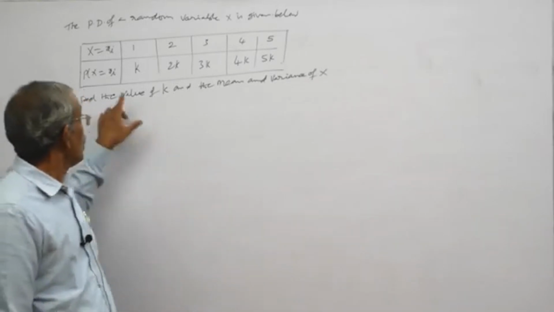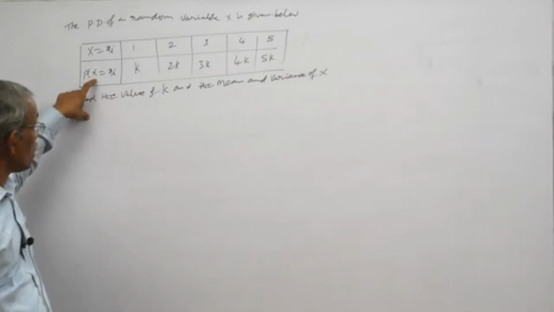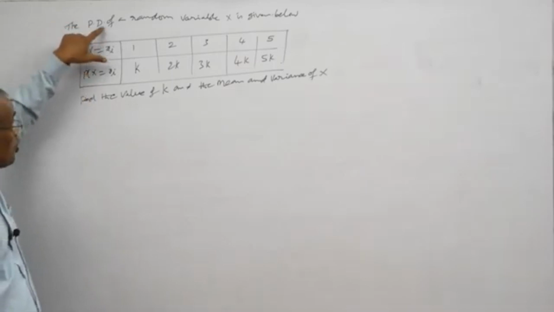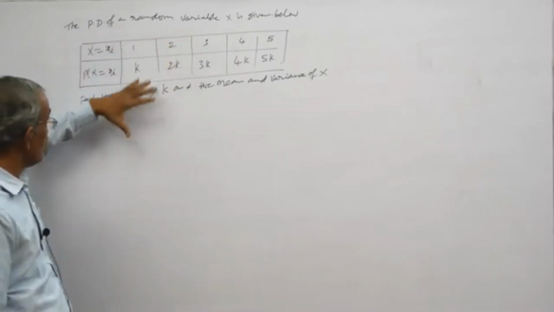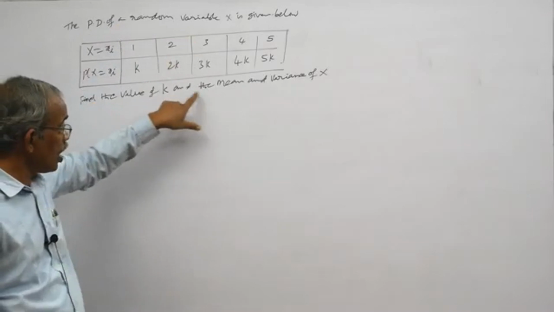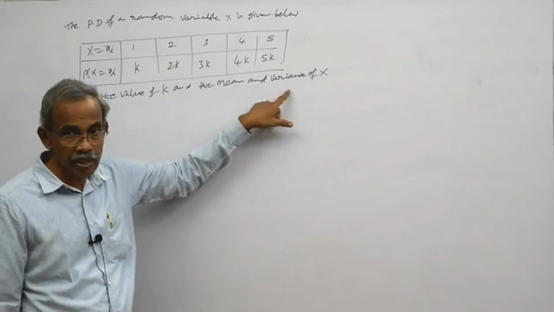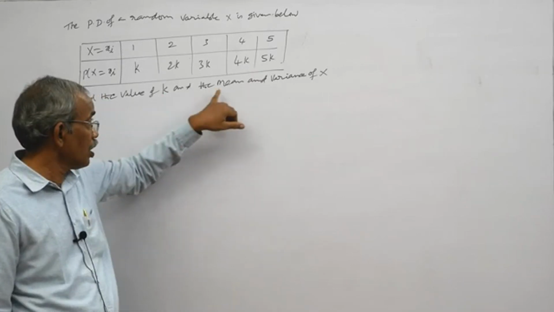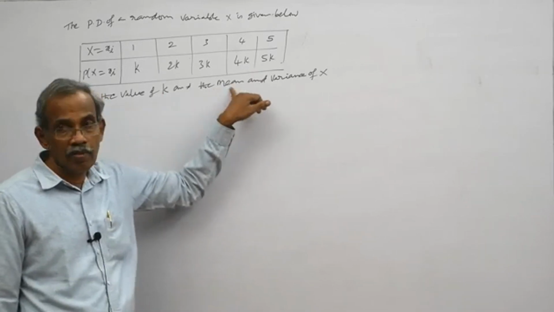Today we are going to solve this type of problem. Here the probability distribution of a random variable x is given below. Find the value of k and the mean and the variance of x. Here we have to find the value of k. After finding the value of k, we have to find the mean and variance of x.